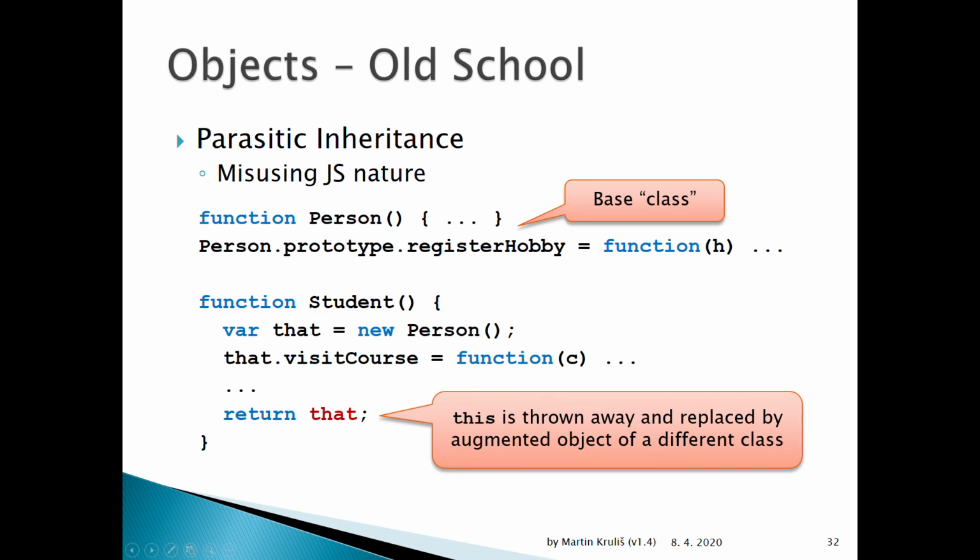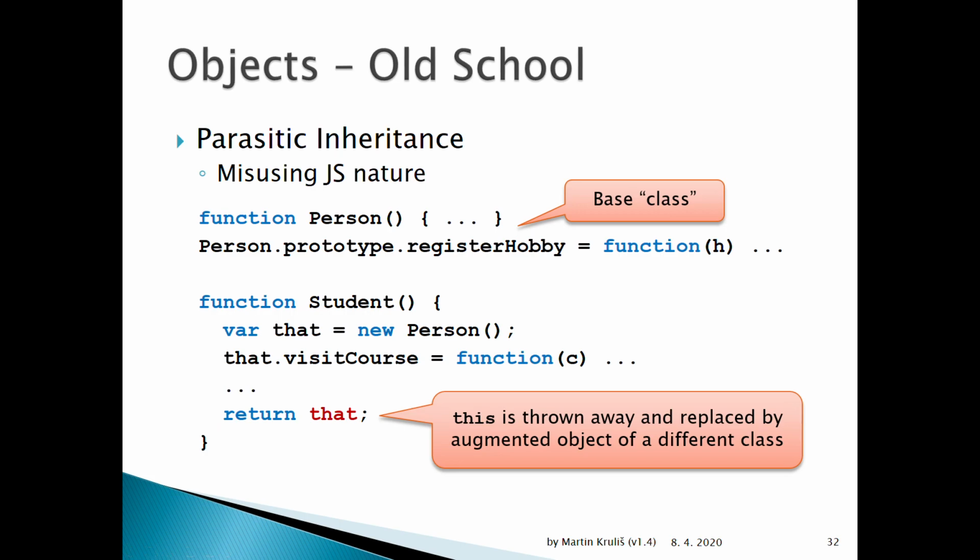However, in this case, student does not directly inherit from person, meaning it does not share its prototype, but instead it uses new person, creates a new object of the base class, and then it augments this object, it shapes this object to a new form, to a new class, so it adds all the necessary things that make a person a student, so it adds necessary methods, and then it yields the new object instead of this object. So note, this variable is not this, it's actually a different variable, and the different, newly created object is replacing the this object, and the this is thrown away.